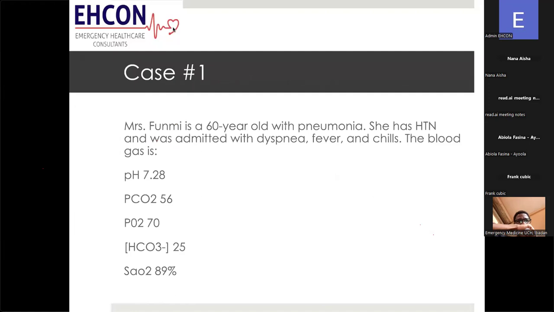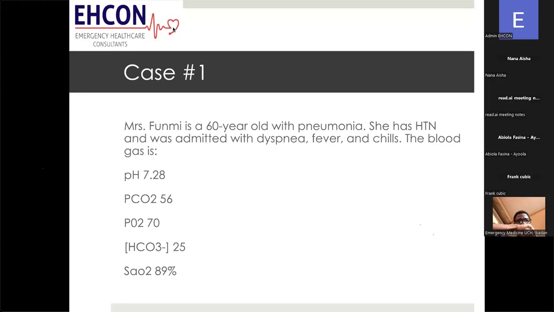Okay, let's go into some cases. I really like to do these, to make it practical and bring it home and make sure that we really understand what we are doing. So case one, we have Mrs. Fumi. She's a 60-year-old woman with pneumonia, has baseline hypertension, and was admitted with dyspnea, fever, and chills. So we're expecting that first type of hypoxia, the hypoxic hypoxia, because she'll have a diffusion defect from her pneumonia. When we look at her gas, the pH is 7.28, the PCO2 is 56, the PO2 is 70, the bicarb is 25, and our pulse oximeter is showing a saturation of 89%.